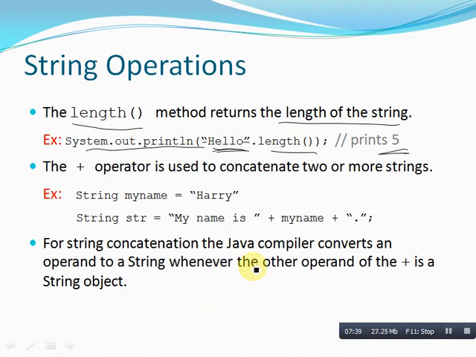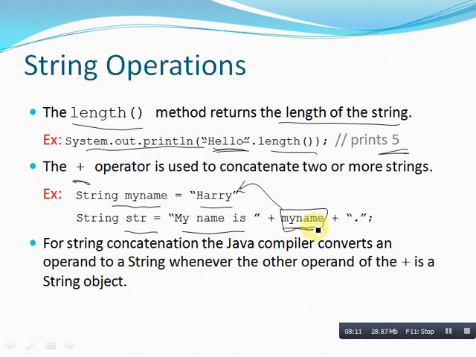We can also use a plus operator here to concatenate two or more strings. Okay, after the length it is the concatenation. We can use a plus operator to concatenate or to combine two or more strings. For example, let's say the string myName is Harry and the string str is myName plus myName. What is this? This is a myName string variable which has the value Harry. So it will take Harry over here. So the output will be my name is Harry.